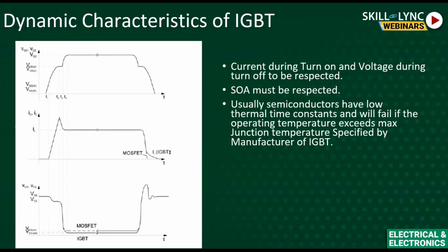The first picture is showing the gate voltage. This is the gate voltage we're applying, and it is reaching a threshold voltage at some point of time. Although it is reaching the threshold voltage, we are still applying some more voltage to make sure it is completely turned on. So this is just generally a gate voltage. The second picture is showing the collector current, and the third picture is showing the collector emitter voltage.